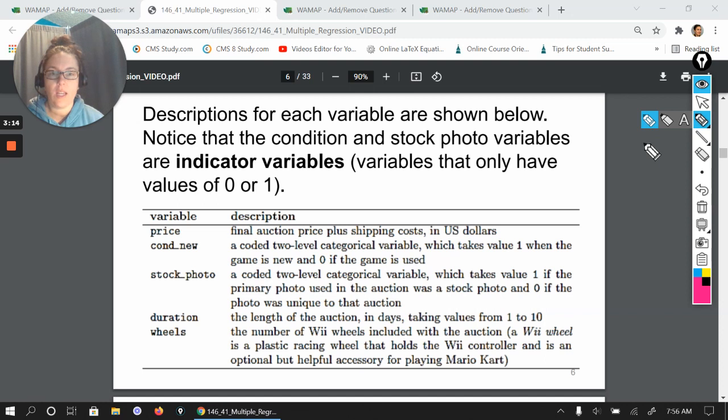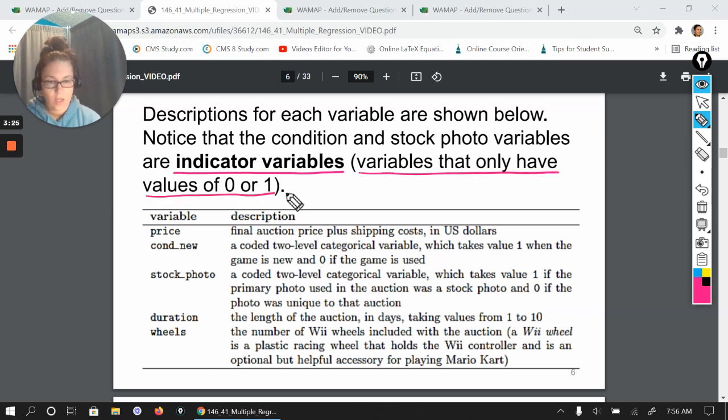Notice that the condition and stock photo variables are indicator variables. These are variables that only have values of 1 or 0. So this is one way that we can deal with categorical variables. We can change them to numerical variables by just assigning a 1 or a 0 if they are there or not there.